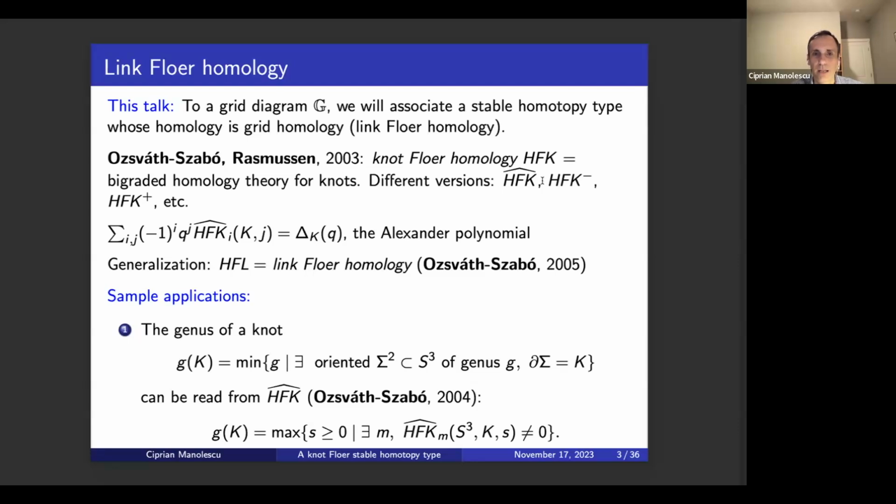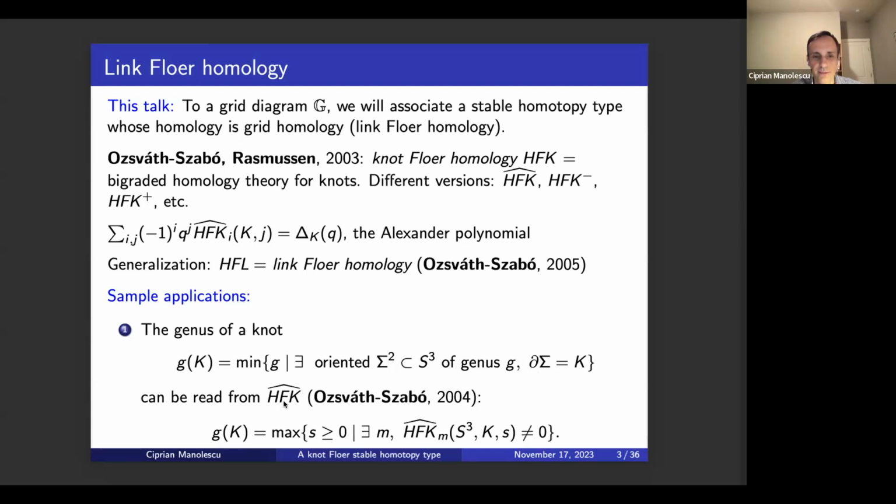It's a bigraded homology theory for knots. There are different versions of it, which have the symbols hat, minus, plus, and so on. Its Euler characteristic is the Alexander polynomial. Then Ozsváth and Szabó extended it to links, and that takes the name of link Floer homology. It's an important knot invariant. There's a lot of work on it by now. It detects, for example, the genus of the knot, the minimal genus of a surface whose boundary is the knot.